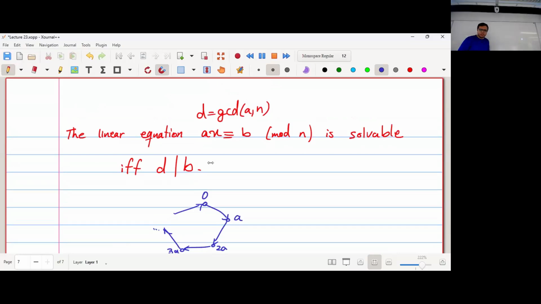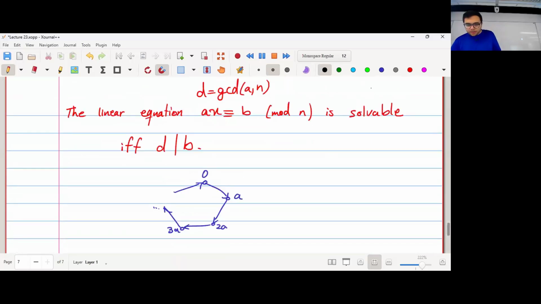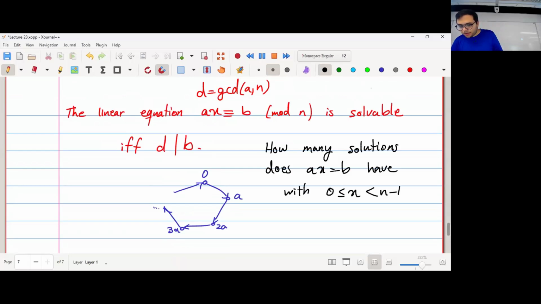But how many solutions will I have? And again, imagine that my numbers are modulo n, so I'm thinking that I have only n numbers. I have the numbers from 0 to n minus 1. Because otherwise, of course, as long as I have a solution, I will have infinitely many solutions in integers. But I'm asking how many solutions do I have if x is supposed to be between 0 and n minus 1? So how many solutions does this linear equation ax equal to b have with x being between 0 and n minus 1?